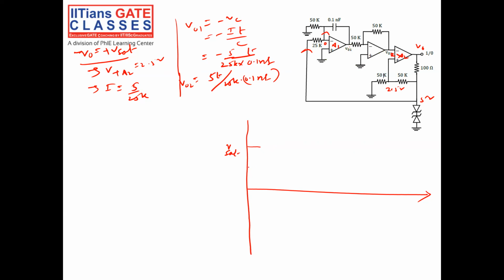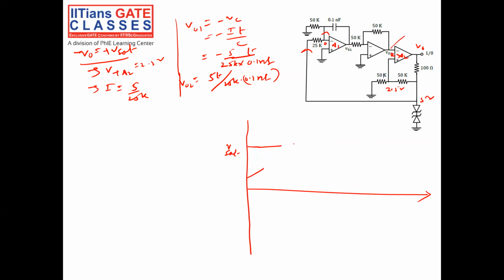I don't know initially how much it is. So V02 is nothing but V negative, right? What will happen to V02? V02 will go on increasing. I don't know the starting point, so let us assume something. V02 will go on increasing, right?